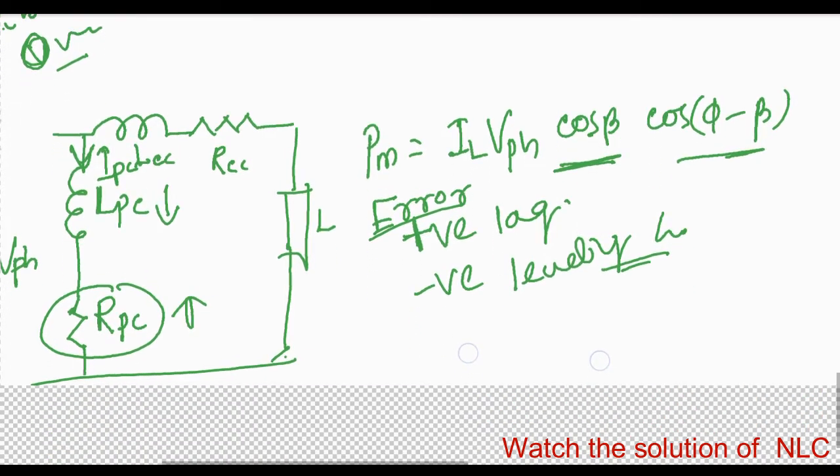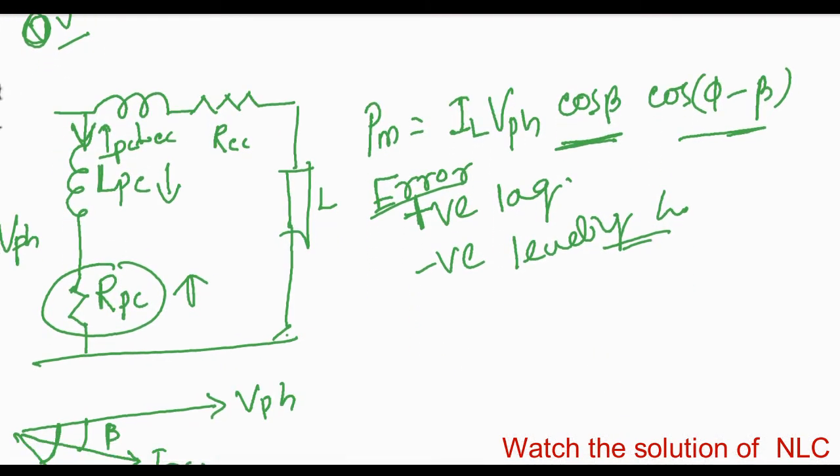Next thing is, what is the error value? This error is inversely proportional to cos phi. Cos phi is the power factor of the load, and this error is inversely proportional to cos phi. That means if the power factor of the load increases, the error will decrease. So for low power factor, the error will be maximum.